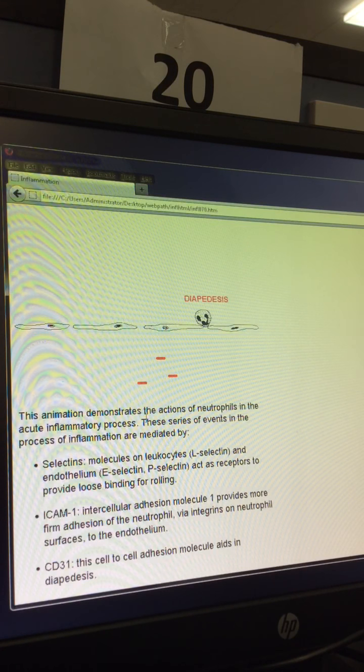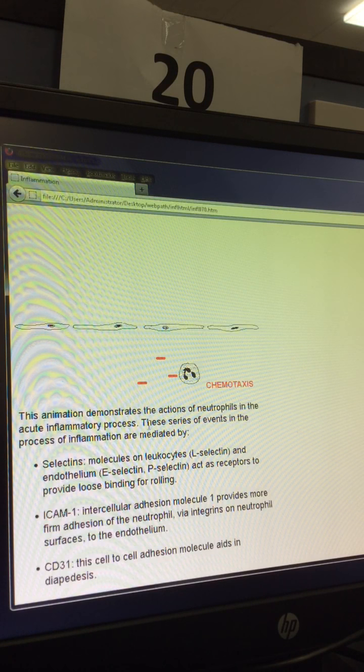This is an animation to show what? This is an animation that demonstrates how the neutrophils go out from the vascular wall to the outside. There is a margination, rolling over the endothelial cells and on the surface of it, and then migration to the outside.